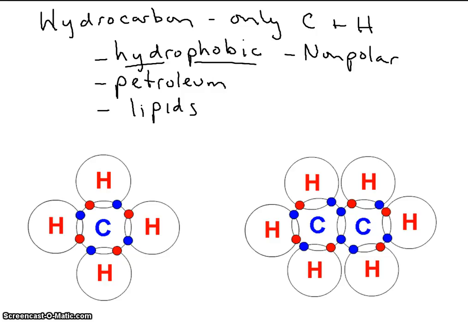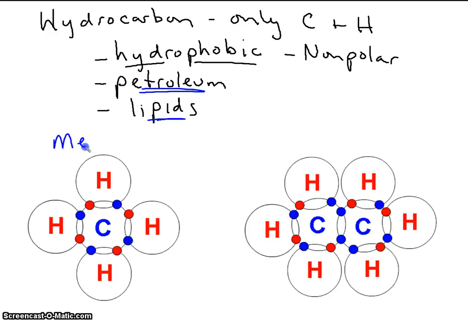So hydrocarbons is one category. When we talk about lipids, it's almost entirely hydrocarbons. There's very little oxygen. So they have only hydrogen and carbon. So they're hydrophobic, they're non-polar, they don't like water. So we're talking about petroleum and lipids. And here's a couple examples of very easy ones.